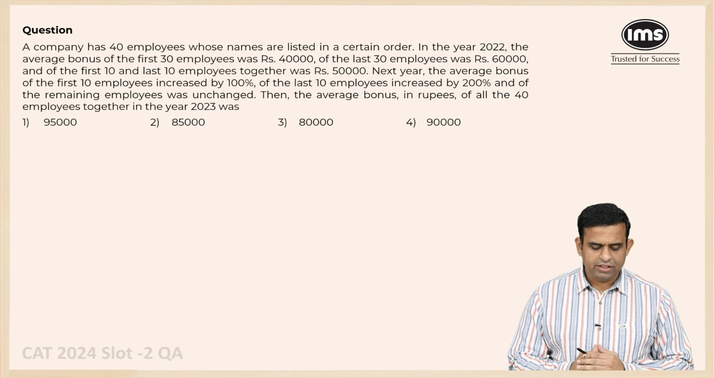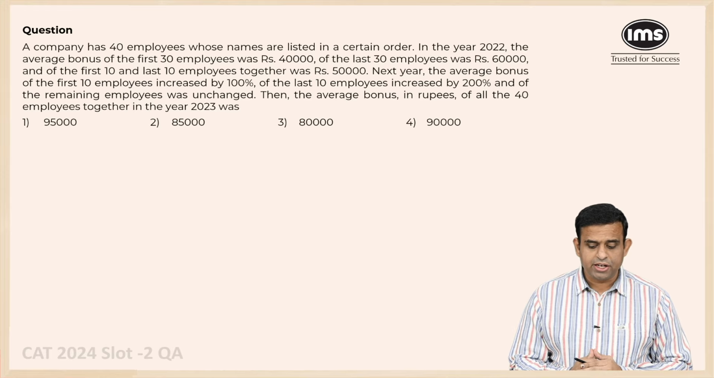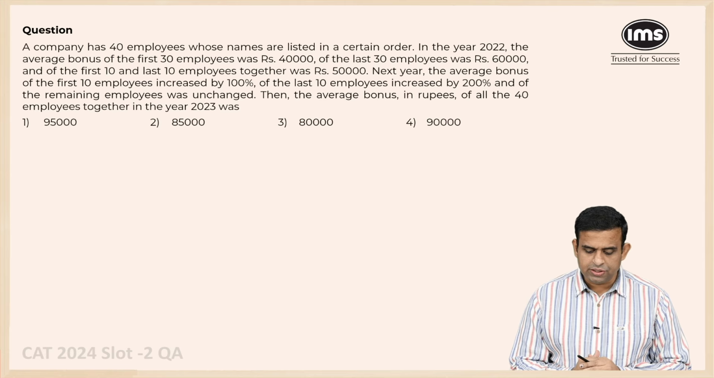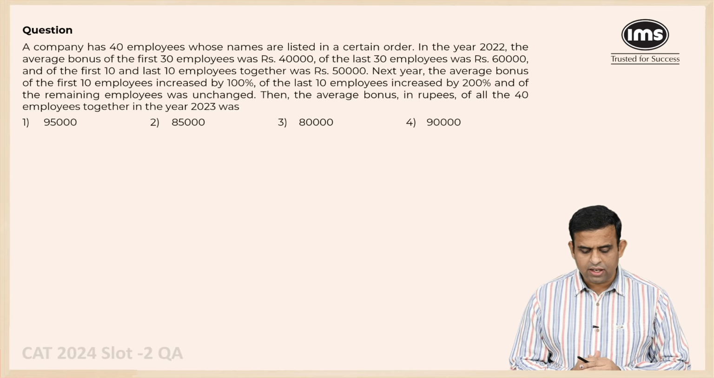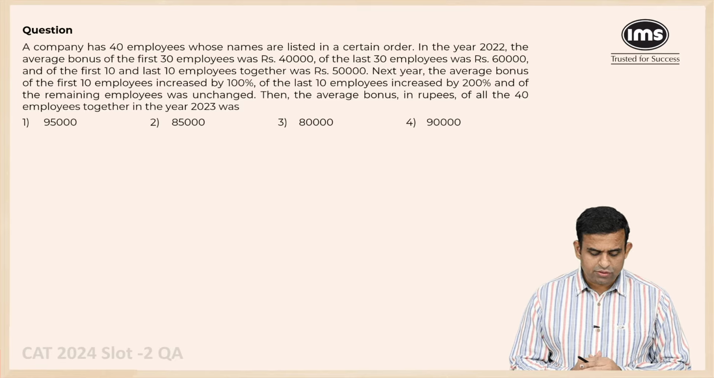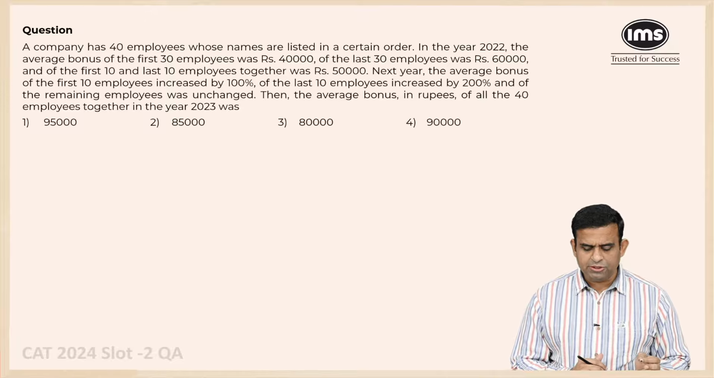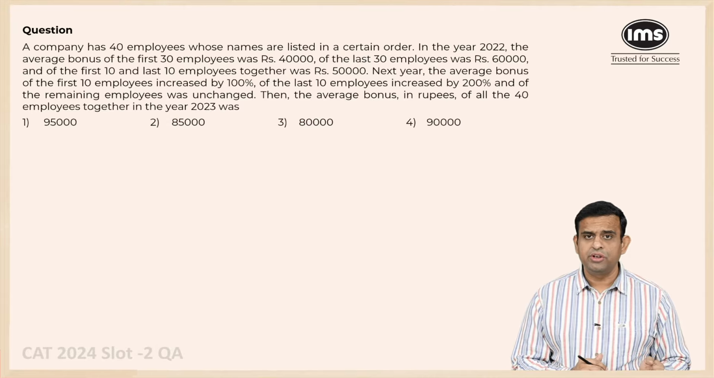In this sum, it is given that the company has 40 employees whose names are listed in a certain order. In the year 2022, the average bonus of the first 30 employees was rupees 40,000. Of the last 30 employees, it was 60,000, and of the first 10 and the last 10 together it was rupees 50,000. Next year, the average bonus of the first 10 employees increased by 100%, the last 10 employees increased by 200%, and the remaining employees' bonus was unchanged. Then the average bonus in rupees of all the 40 employees together in the year 2023 was how much?